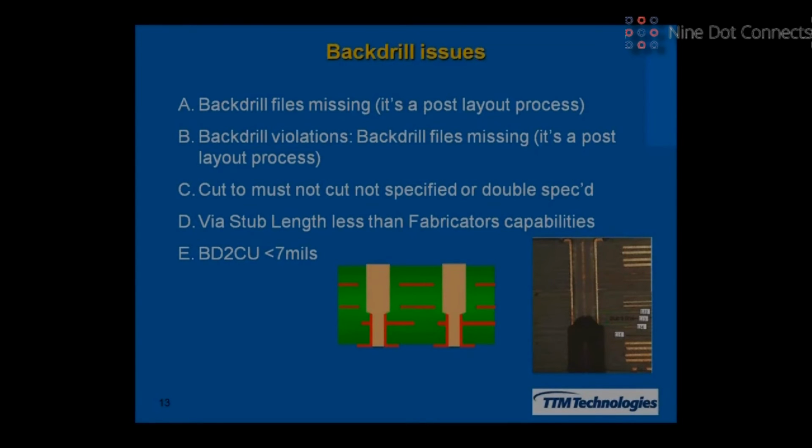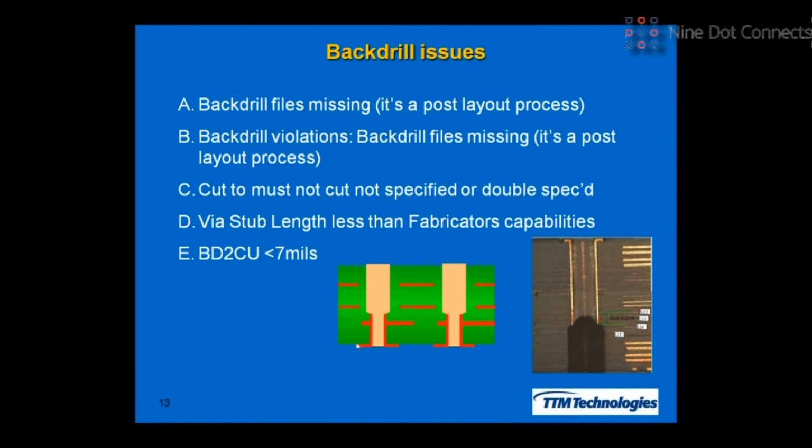Back drilling: we talked about the issues with files missing and where it's necessary to specify the must cut and must not cut layers, and also the via stub length. Here are a couple graphics that show you how it works. You take a plated through hole, and it's pretty much finished, processed all the way through. Then on the finished board, we come in with a controlled depth drilling process and drill down and produce a back drilled hole. So the via has a stub that's reduced in length past a given layer.